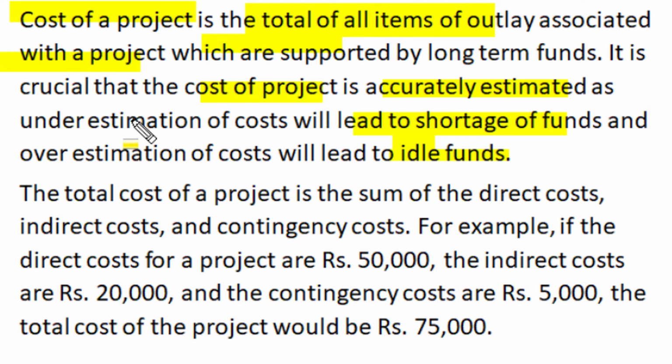For cost estimation, the total cost of any project is the sum of direct costs, indirect costs and contingency cost. For example, if on any project the direct cost is rupees 50,000 and all indirect costs are rupees 20,000 and contingency cost is rupees 5,000, then the total project cost is the sum of direct cost, indirect cost and contingency, and this sum will give us the total project cost equal to rupees 75,000.